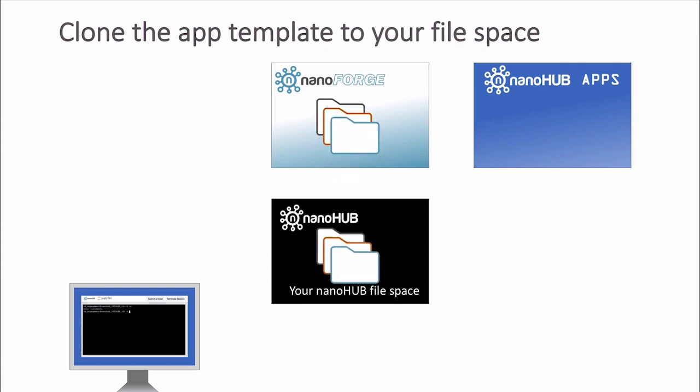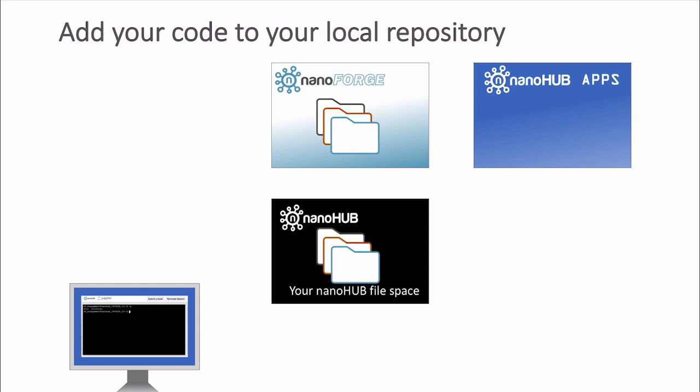Cloning the repo from nanoFORGE creates a local code repo in your nanoHUB file space that is connected to the remote code repo in nanoFORGE. In other words, not only does cloning copy the template folders and files to your nanoHUB file space, but it creates a connection between the two code repos through some hidden files. Once your local code repo is set up, you will add your code.